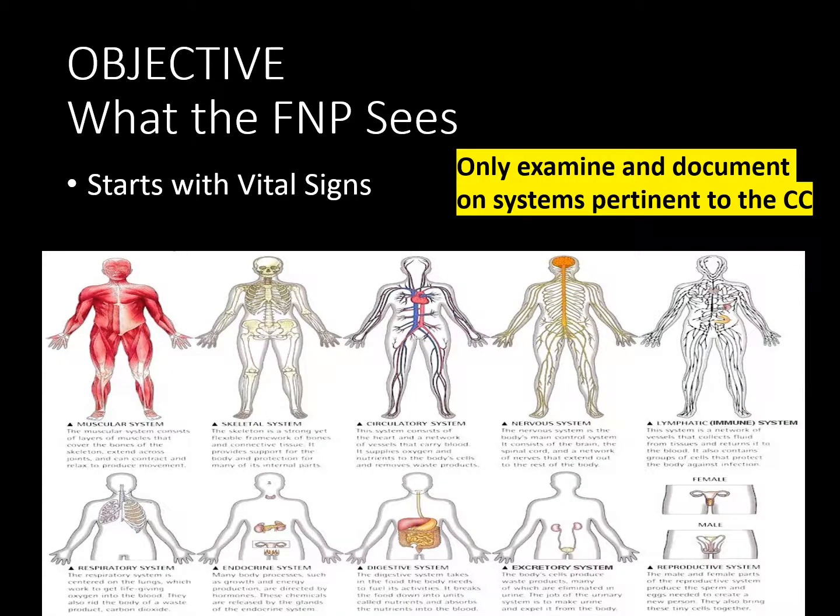All right, so now we are going to go to the next step. We've covered the subjective, which is what the patient tells us. Now we're moving to the objective, what an FNP sees. It always starts with vital signs. Height and weight need to be done. Height, sometimes we don't do it every visit, but weight needs to be done at every visit because we need to keep track if there are any changes in weight, whether they've lost a lot of weight or they've gained a lot of weight. It's very important.